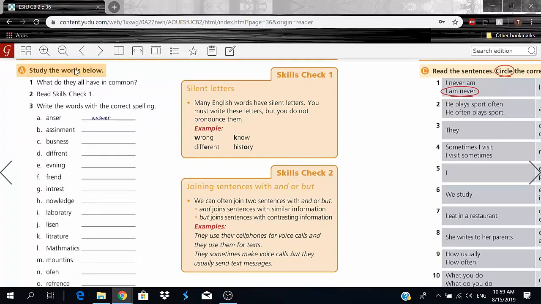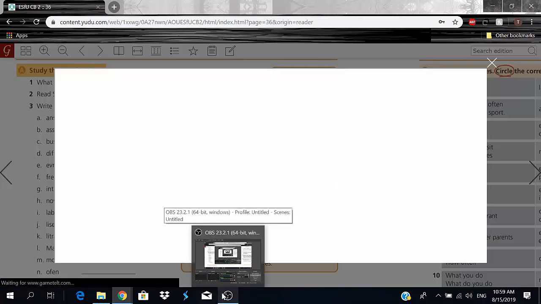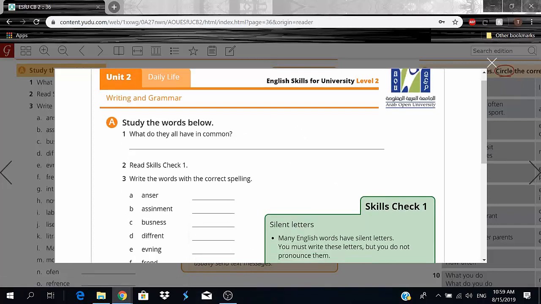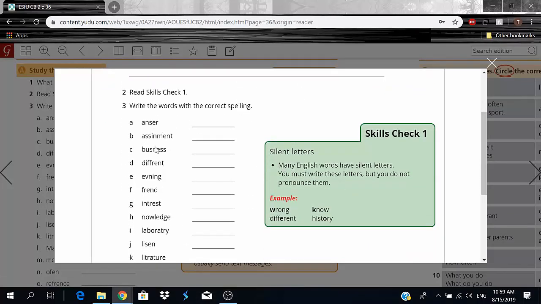Alright, now let's actually study the words below. Let me actually open this. Okay, so we have these wrong spellings for words, and we're gonna have to correct them. Okay, so you can see number 1 is answer, and I'm pretty sure you guys know how to spell that. So it's N and W. Answer. Okay, so that's what it was missing, a W, a silent W.